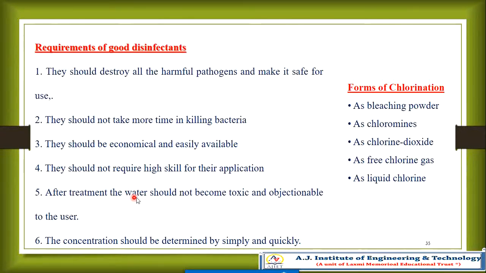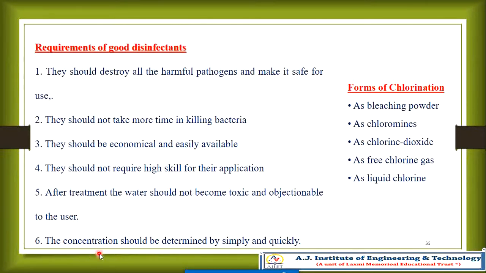After treatment, the water should not become toxic and objectionable. Whenever you are using a disinfectant, for example a chemical, it should not be toxic after the treatment, and it should not be objectionable to water users. So that is an important concept.